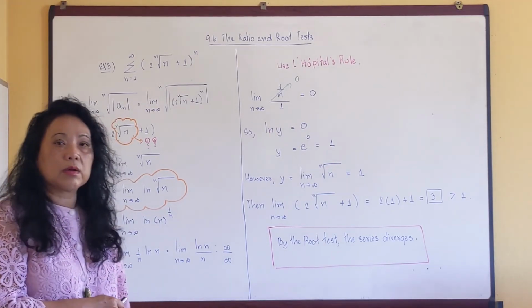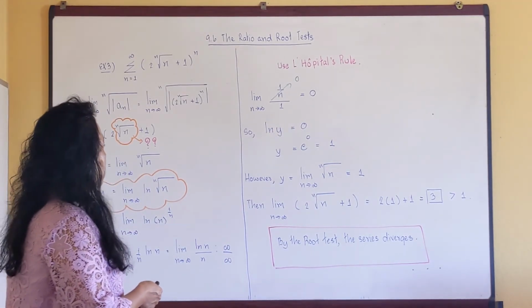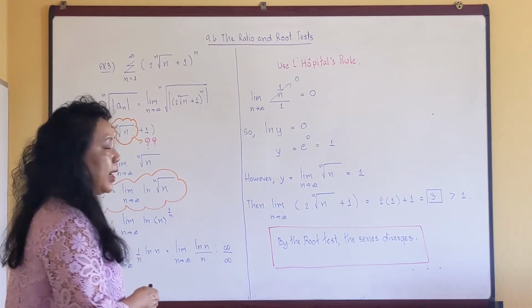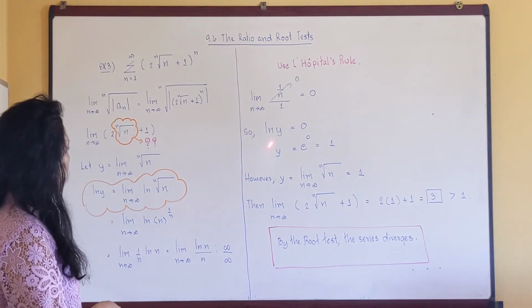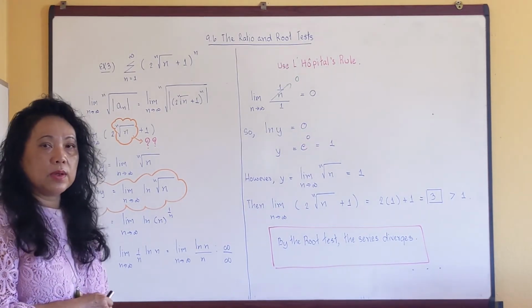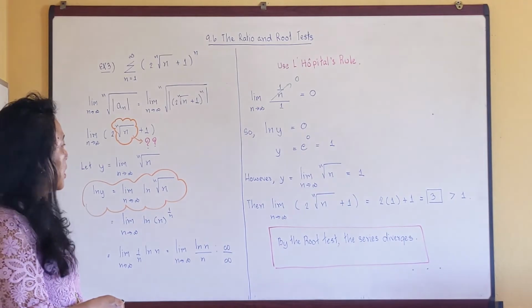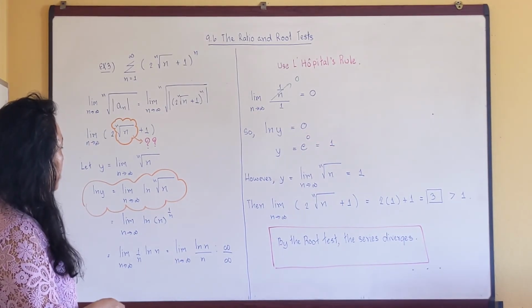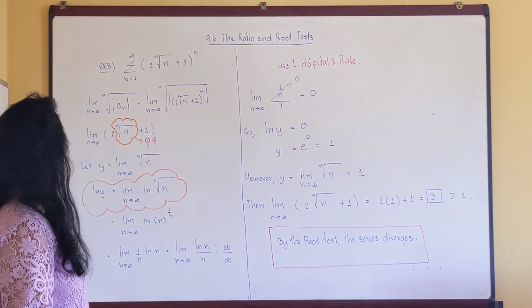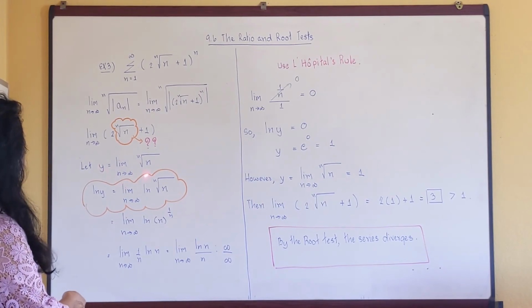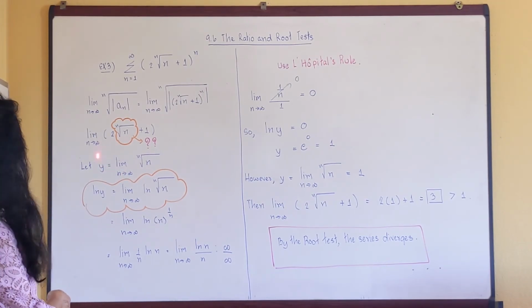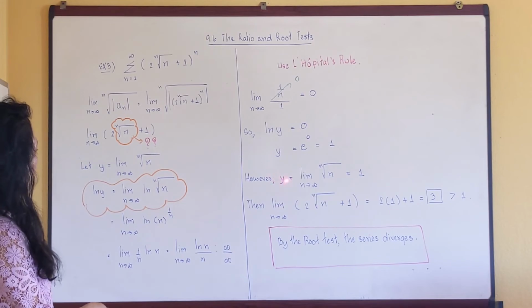ln is log base e. So instead of writing ln y equals 0, I can rewrite it as y equals e to the 0. Anything to the 0 is just 1. So my y is equal to 1. This is my y right here. So my y is equal to 1.